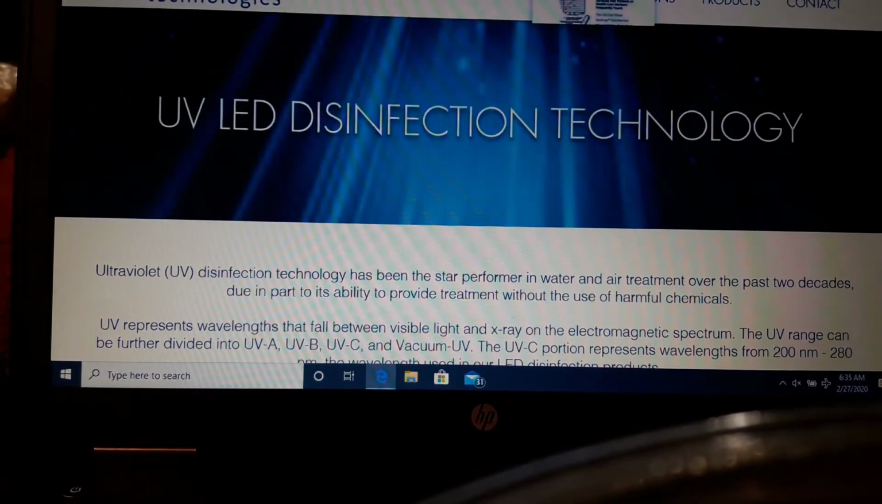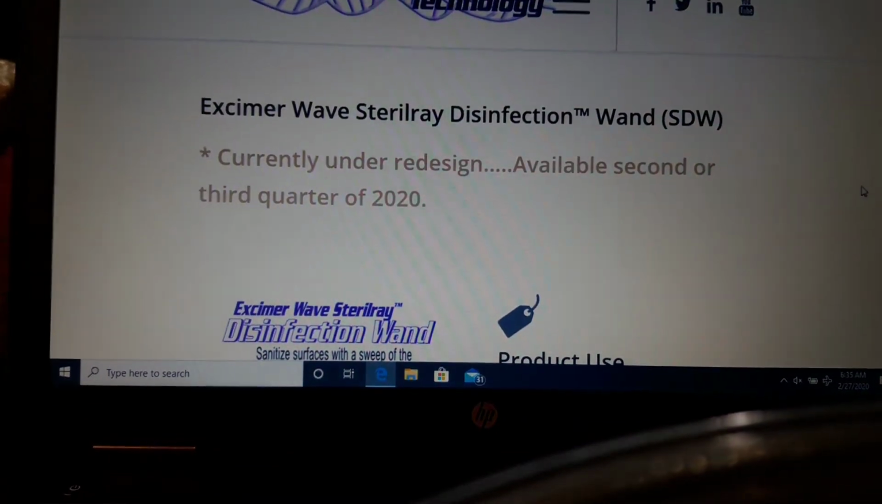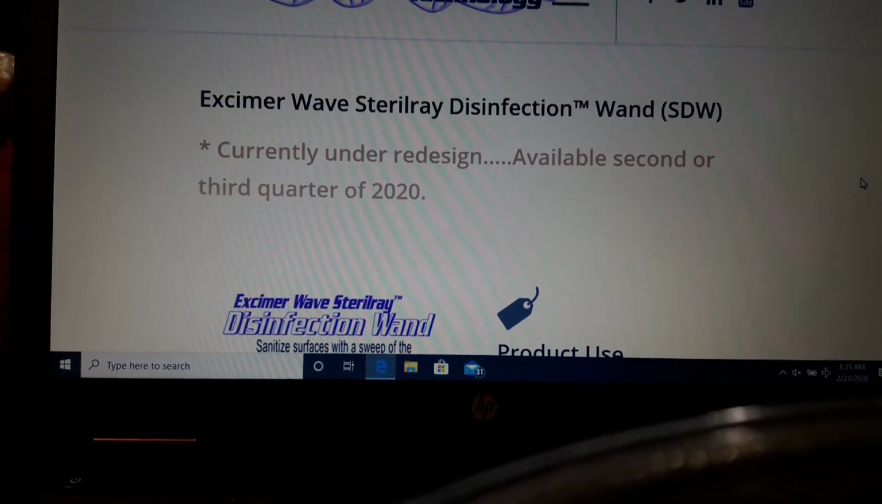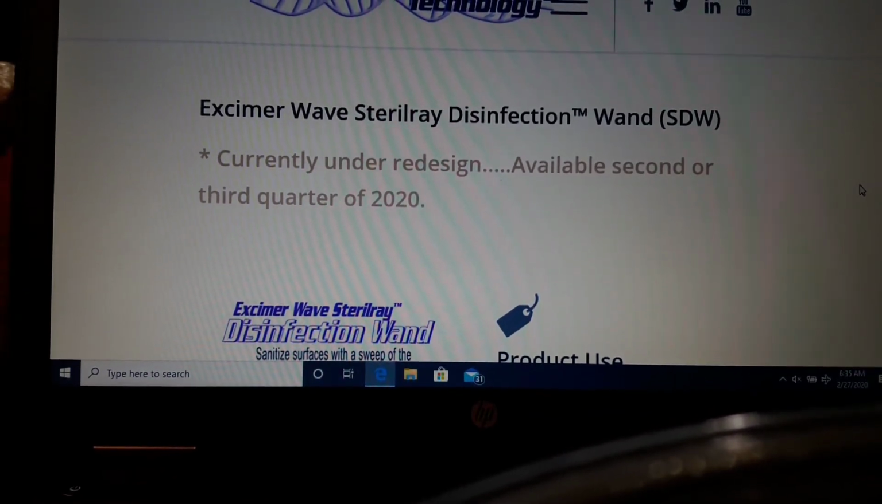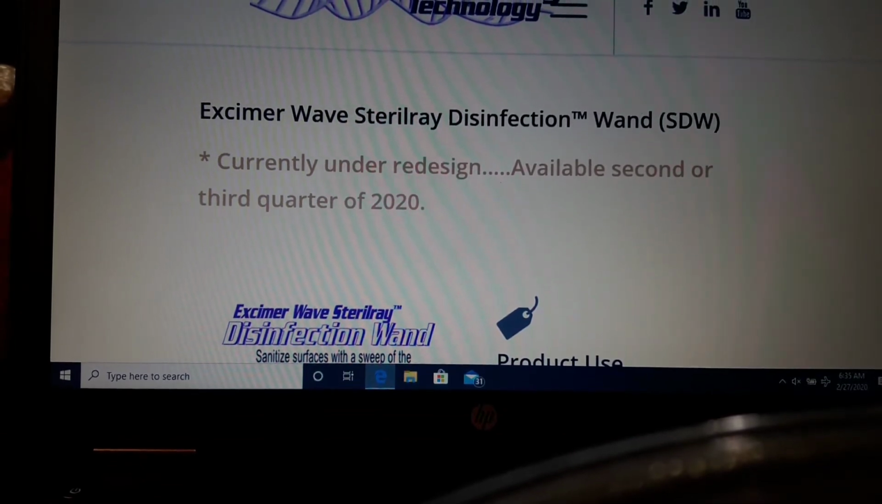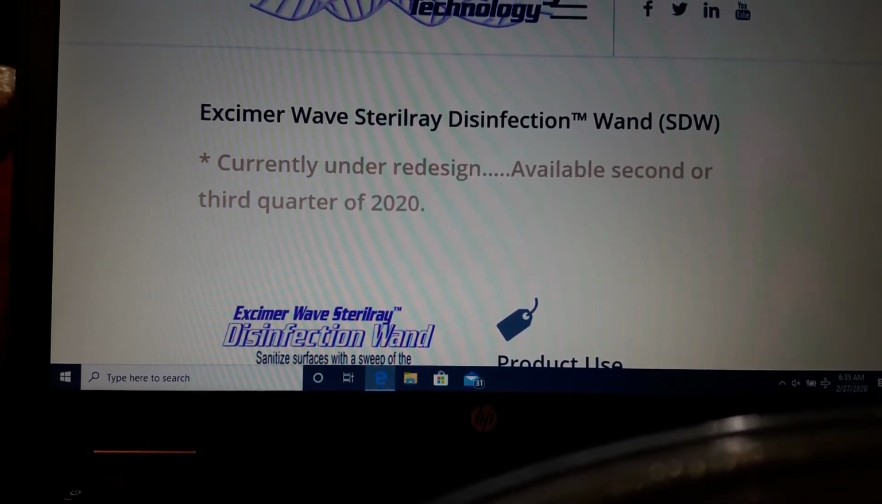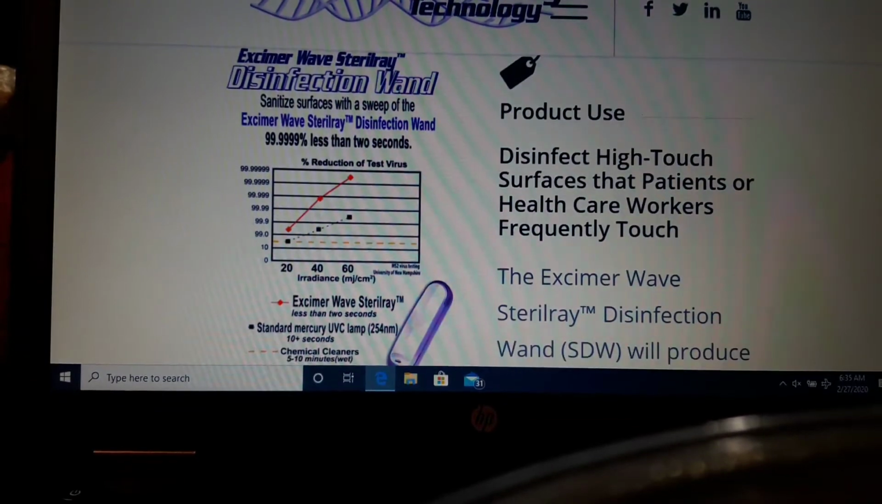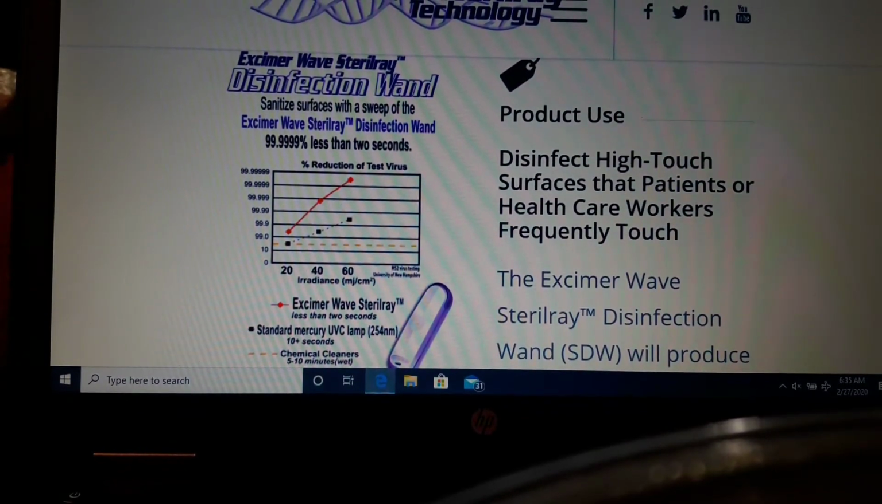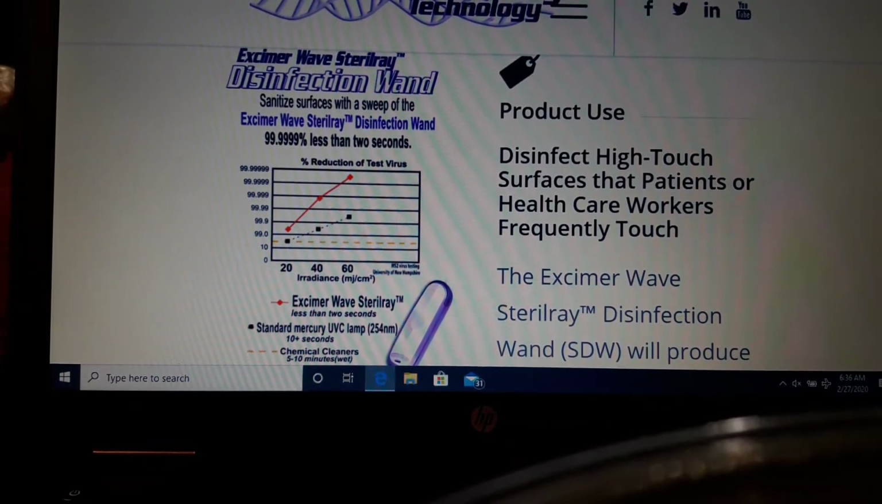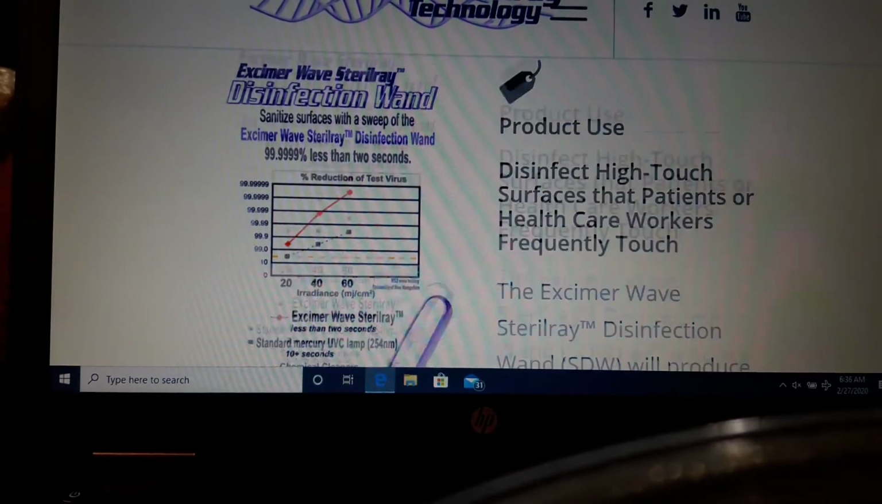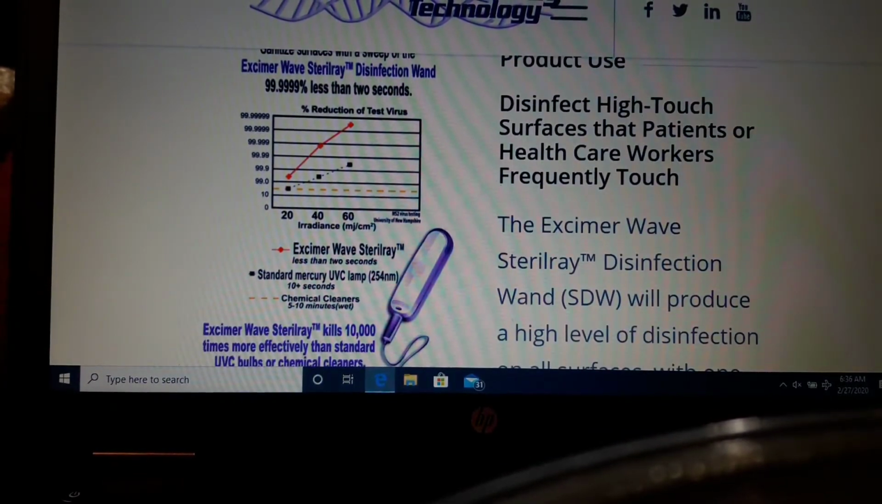And then here's another thing. It's called the Excimer Wave Stereo-Ray technology. And these are a bit pricey. And the one that I would think would be the best for disinfecting your clothes and things like that when you come home and sterilizing your mask and so forth and so on would be this wand.